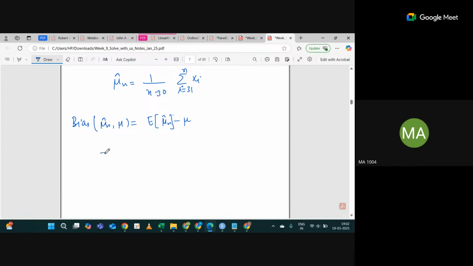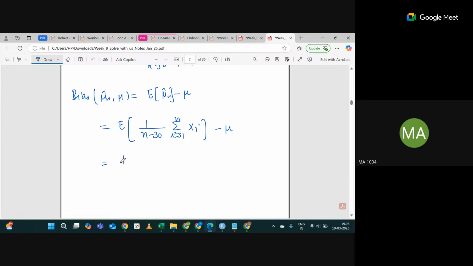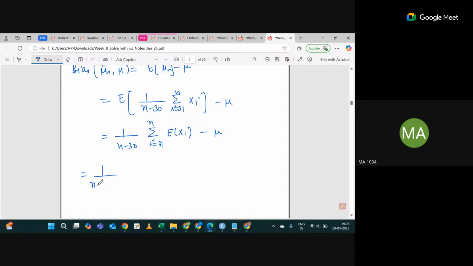Yes, sir. So what is the expected value of mu1 hat? It will be 1 upon (n minus 30) times the summation from i equal to 31 to n of xi, minus mu. Now 1 upon (n minus 30) I can take outside, and it will be the summation from i equal to 31 to n of the expectation of each xi, minus mu. So it will be n minus 30, and we have to add mu, right? Basically each expectation will be mu only, correct?